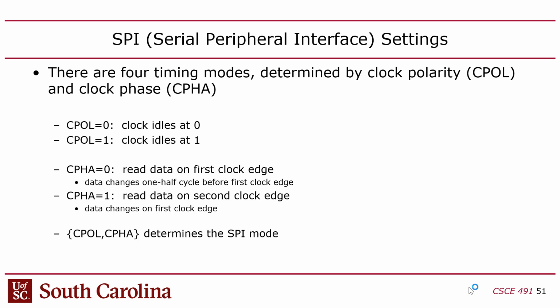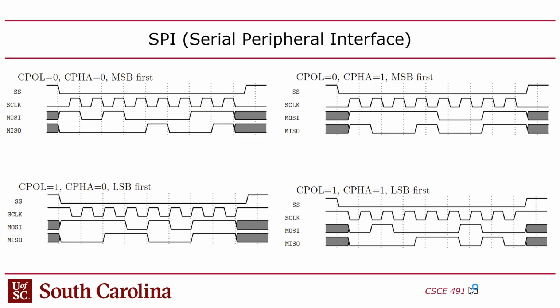CPOL is where the clock is at when the channel's not active, which can be high or low. And CPHA is really just defining when the data changes relative to the clock. So when CPHA is 0, the clock gets a half a cycle head start on the data. Right? So I showed these 4 timing diagrams.